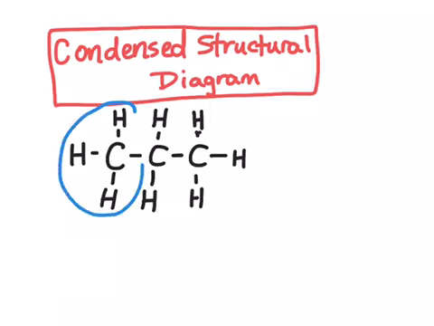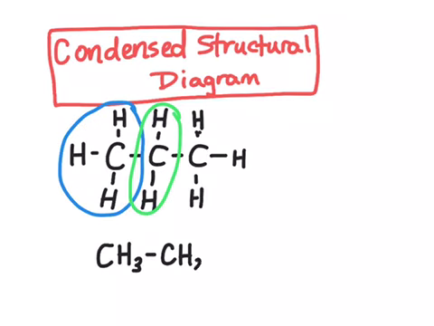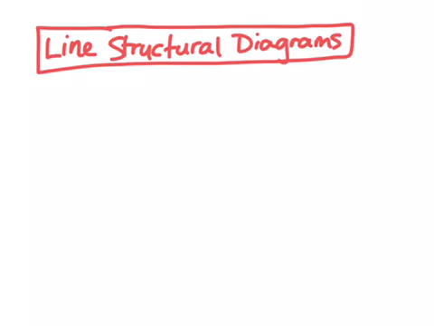So this end carbon has 3 hydrogens, and so we would write this as CH3. Our center carbon has 2 hydrogens, and so we would write this as CH2. And then the other end carbon also has 3 hydrogens, and we would write this as CH3. This method accounts for all of the hydrogens in the structure, but is also tedious to write when you have very large molecules. The preferred method of writing organic compounds is the line structural diagram.